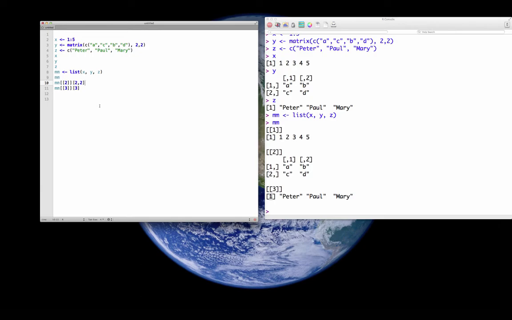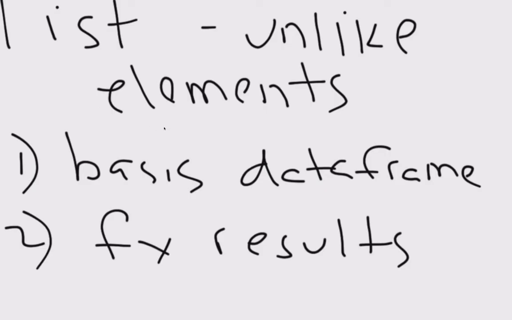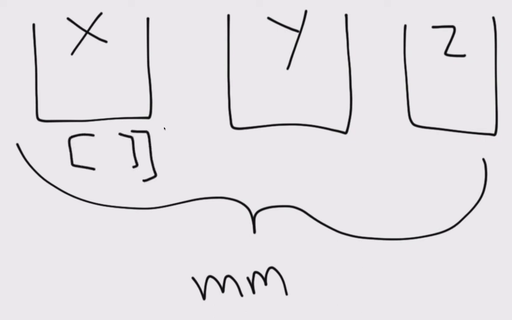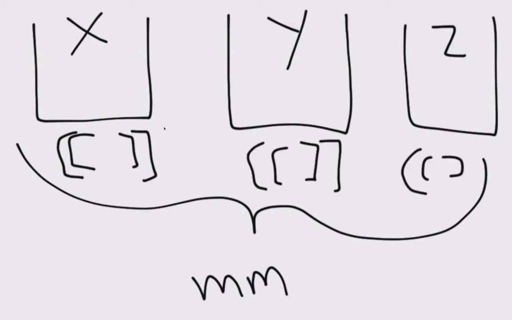Here's a way to think about it. Think of this particular list that we created as three separate bins. Here is our list called MM. Within that list, we have X, which is our numeric vector, Y, which is our character matrix, and Z, which is our character vector. In R, when you're indexing a list, you could think of each of these bins as being indexed by a double bracket. Let's index this one just to complete the thing. Here is another bracket. And this is the first bin, the second bin, and the third bin.